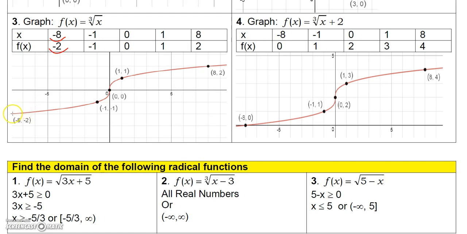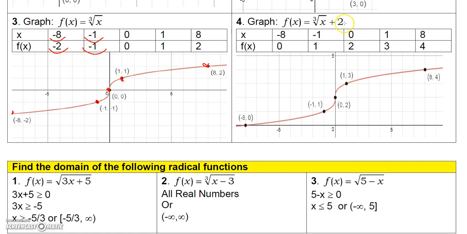since I can take the cube root of negative 8 and get negative 2, and that would be over here somewhere. And then I can take the cube root of negative 1, and the cube root of negative 1 is negative 1, so the point (-1, -1) would be right here. And the cube root of 0 is 0, so that would give me the point (0, 0). And then if I plug 1 in, the cube root of 1 is 1, so that would give me the point (1, 1). And then I'd have to go all the way to 8 to get a perfect cube. So the cube root of 8 would be 2, so I would have the point here, (8, 2). And then if you connect the dots here, it would give you a graph that looks kind of like this.